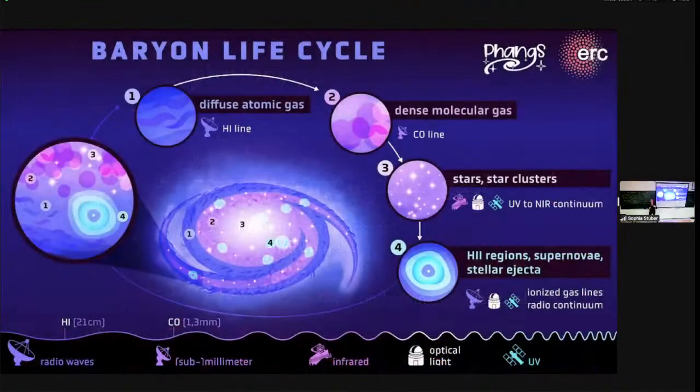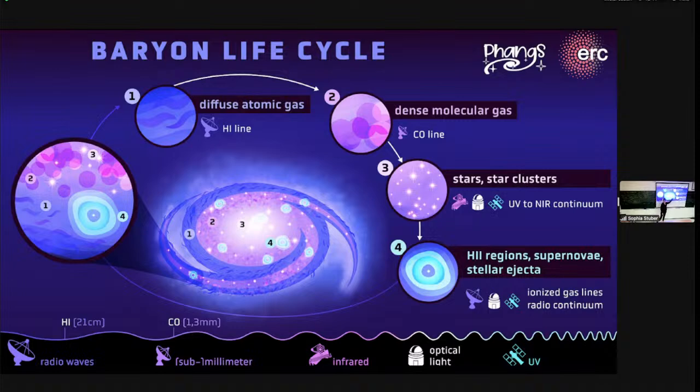And the second reason brings me to the so-called baryon life cycle. If we look at stars in our galaxies, they don't just come out of nowhere. It's actually a cycle where gas gets recycled over and over again. So in galaxies, we have atomic gas, diffuse gas, which, if the conditions are right, can cool down, become denser and denser, and form molecules, so we get dense molecular gas. And if it becomes even denser, at one point it might collapse, and we might end up with nuclear fusion, and we have a star that's born.